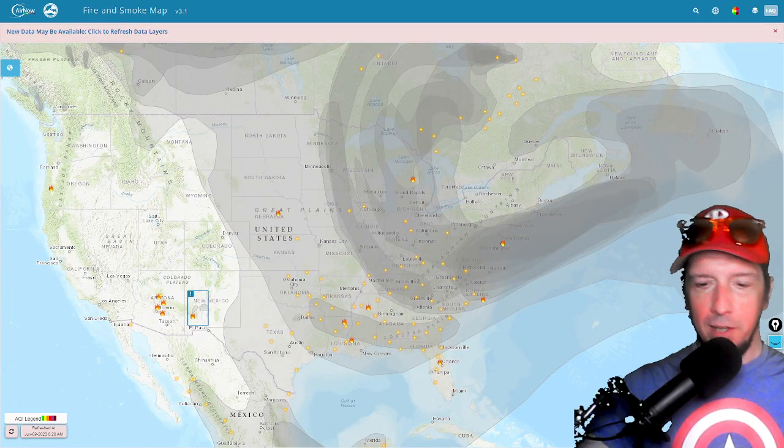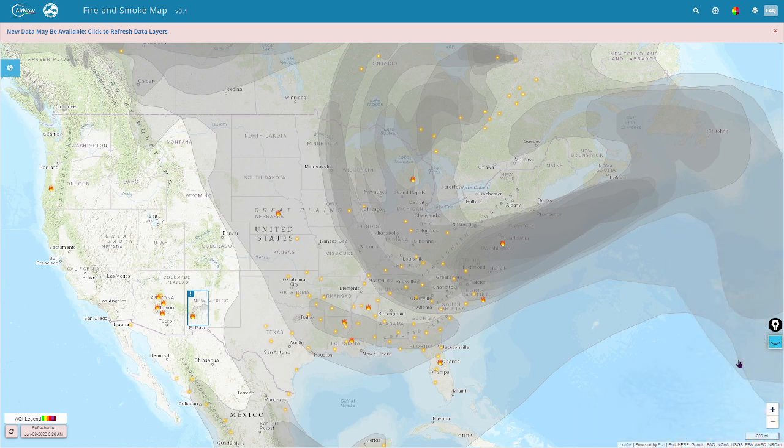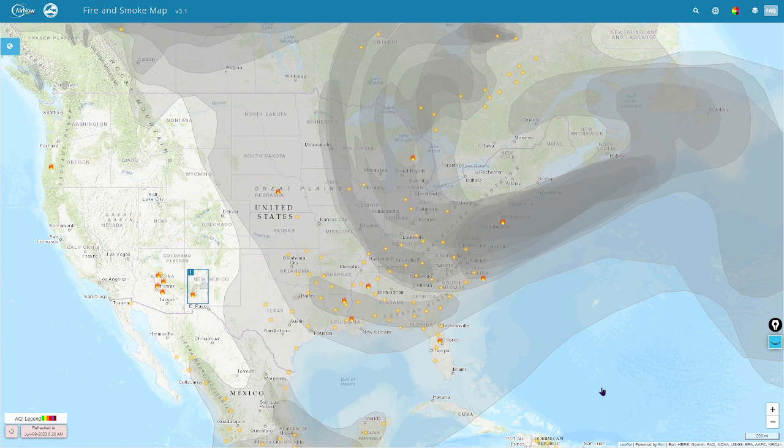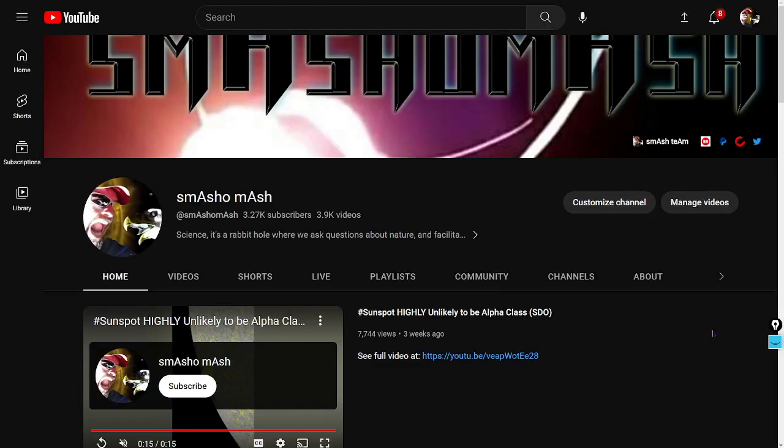It's pretty pathetic. Here is our smoke map, and yeah, check it out. It's pretty smoky. Pretty smoky indeed. Let's click to refresh data layers. So there you go. And like we said, the smoke is expected to continue.